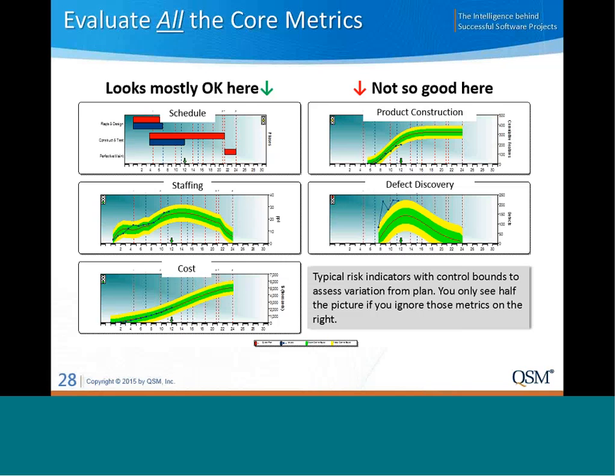What you see here is, the metrics on the left are not unique. Many organizations track costs and schedule and even staffing. But what makes our approach unique is the metrics on the right. These are forward-looking metrics based on product construction and defects. These metrics often tell the true story of project status, and they're much more difficult to fudge.